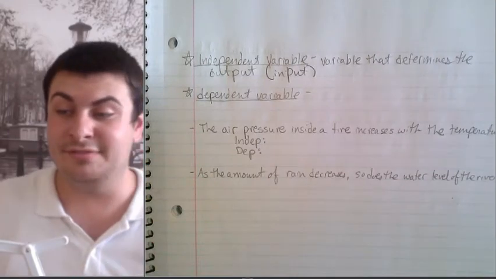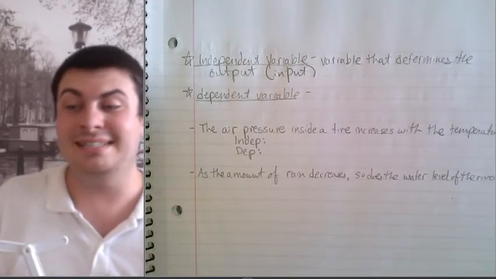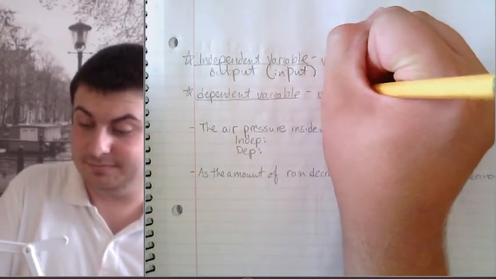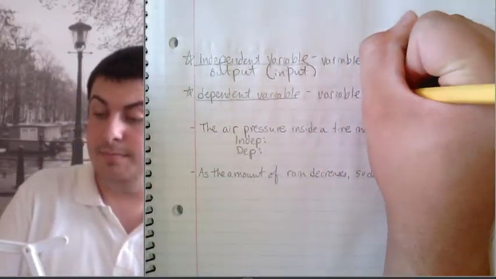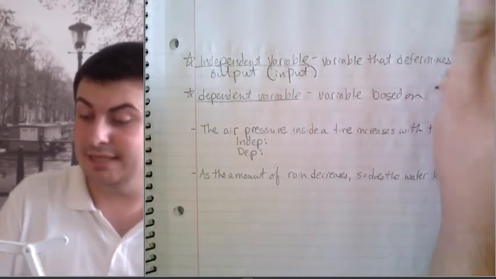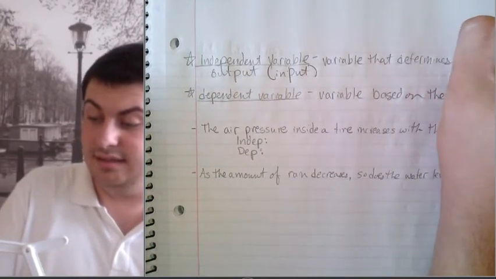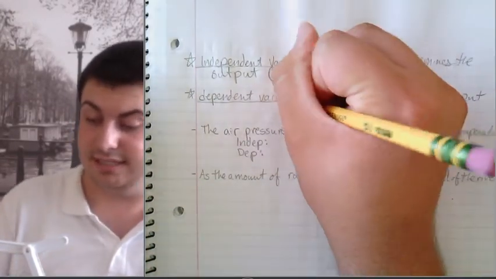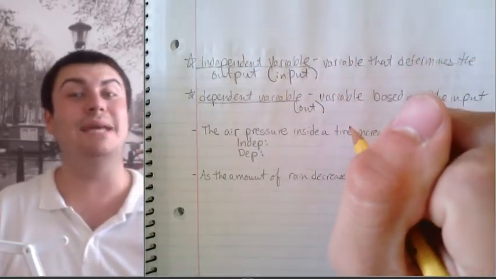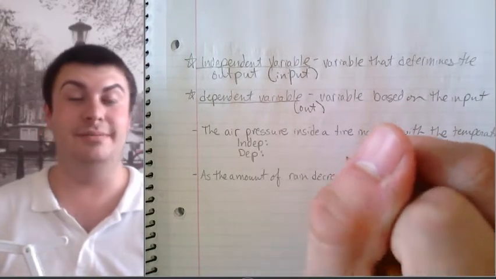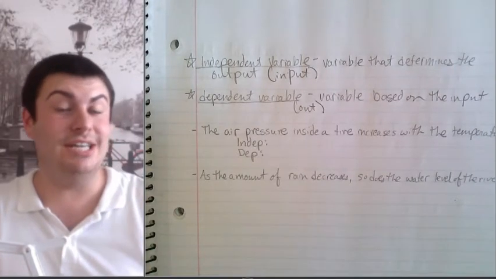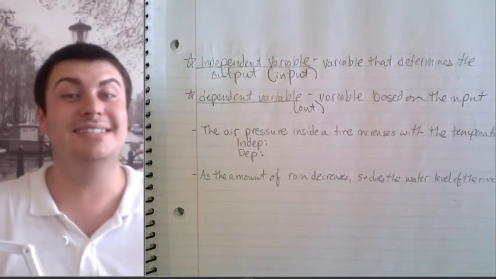A dependent variable is that variable that is dependent on the other value. So it's the variable based on, or dependent on, the input. Or think that this is our output. This dependent variable will change based on what the independent variable is. You cannot plug in a dependent variable. If you are going to change the value of a variable, you are changing the independent variable.